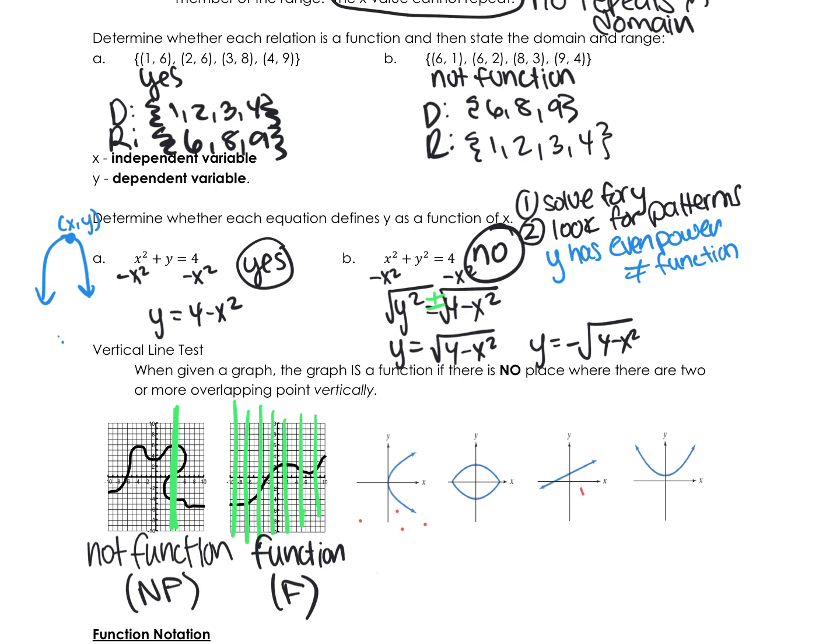All right, first one, what do you think? Function or not function? Not a function. If I draw a line right there, it goes through twice, so not a function. How about the second one? Function or not a function? Not a function. Anywhere you draw a line on there, it's going to go through it twice. How about the third one? Function. No matter where I draw a vertical line here, it's only going to pass through once. And the last one is also a function because no matter where I draw that line, it's going to pass through once. Okay, any questions about determining whether something is a function or not?